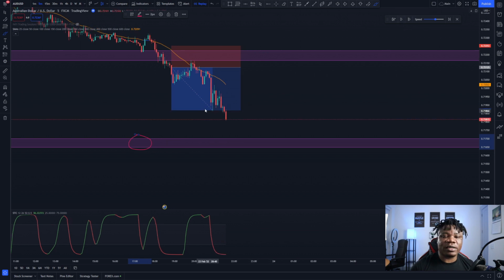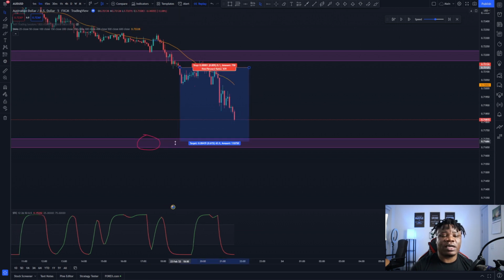So right here, now we have our first take profit smashed, and once our first take profit is smashed, now what we're going to do is move our stop loss to entry price here. Now we're actually in a risk-free trade, and our first take profit here is for 25 pips. Now we can have our final take profit here as 47 pips. So let's see how this trade actually played out.